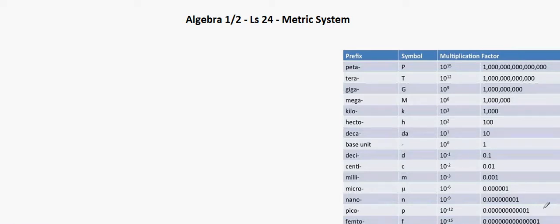Algebra half, lesson 24 is not about the U.S. customary system. It'll be about what's called the metric system. Another way to measure things like mass, like distance, like volume, but not using feet and inches like our U.S. system. Because of some translation thing, I think it's French, you could also call it the international system, abbreviated SI. So the SI system, or the international system, is also the metric system.